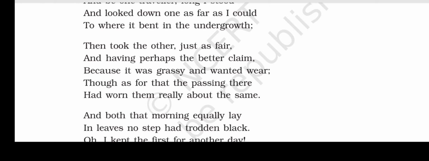But he also says that that morning, when he was there in a dilemma about which road he should take, it seemed to him that both were almost the same roads, with very few differences. So it seemed to him that both the roads had been worn the same, worn meaning used the same. And both that morning equally lay. Here it describes both roads. That morning means the morning the traveler went there. Equally lay means to be the same.